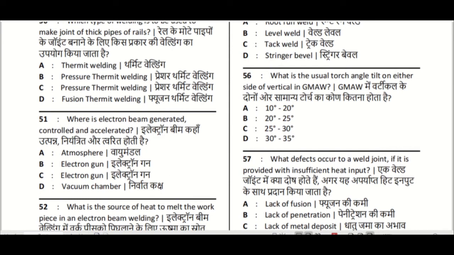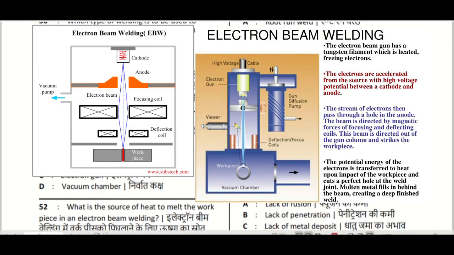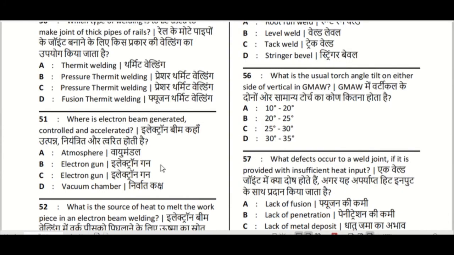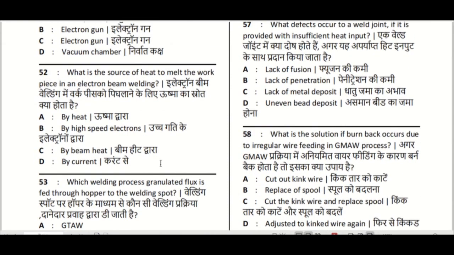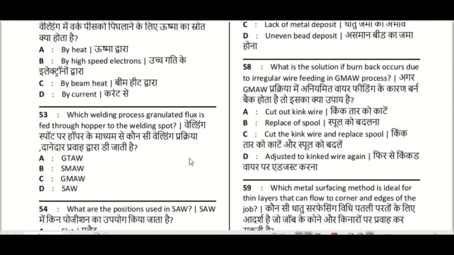Where is electron beam generated, controlled and accelerated? In electron beam welding process, the electrons will be accelerated and controlled in vacuum chamber, that is generated in vacuum chamber. What is the source of heat to melt the workpieces in an electron beam welding? That is high speed electrons.